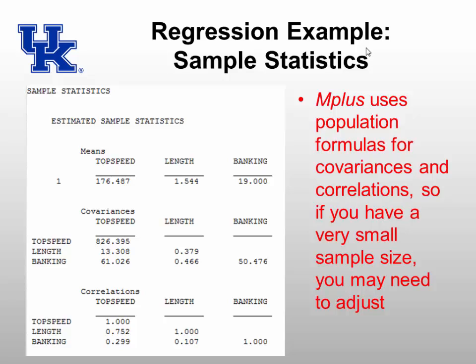You would have a lot. And if you even have 30, the error is 1%. If you even have 100, the error is minuscule. You don't need to worry about it at all. So it uses population formulas. If you have very small sample sizes, you'll want to correct that. But generally, it's not an issue.